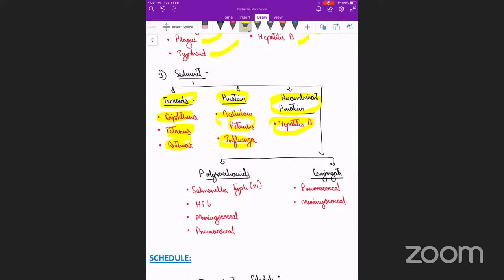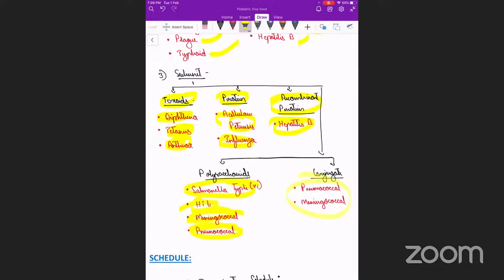Why? Because the polysaccharide vaccine goes and stimulates the marginal zone in the lymph node, and this is not developed in children less than 2 years. Okay, so that's the advantage of conjugate over polysaccharide vaccines. Now, to name a few, Salmonella, HIB, meningococcal, pneumococcal are polysaccharide, and the same pneumococcal and meningococcal vaccines are available in conjugate form as well.